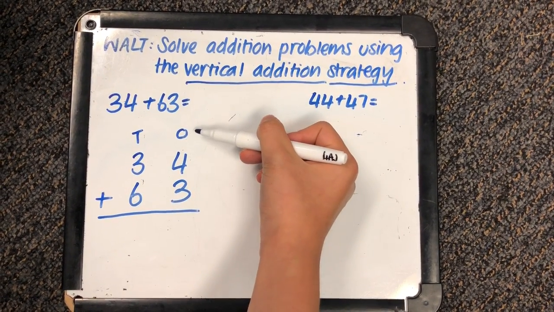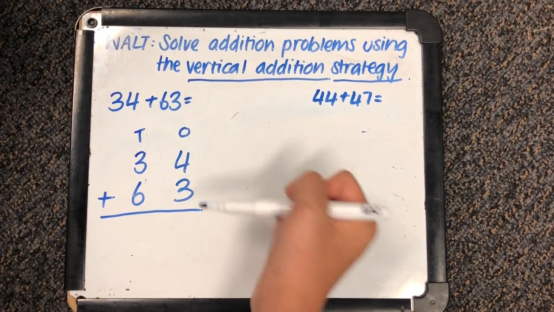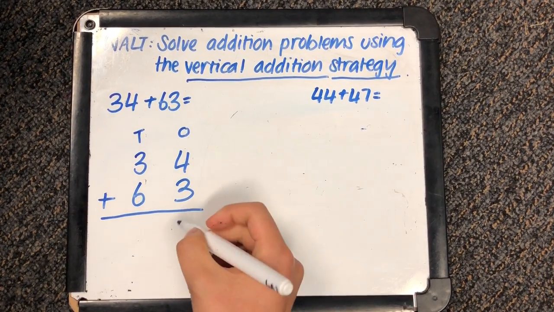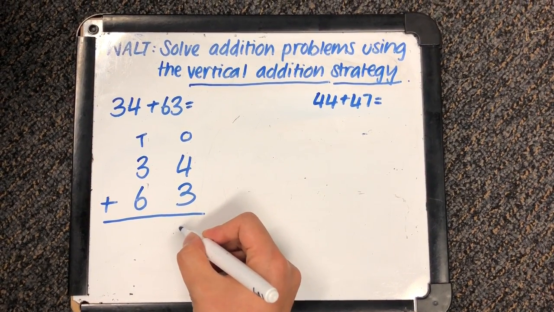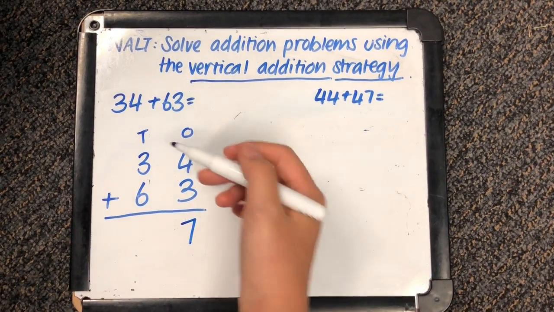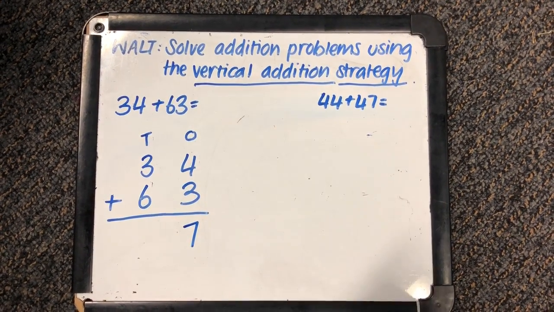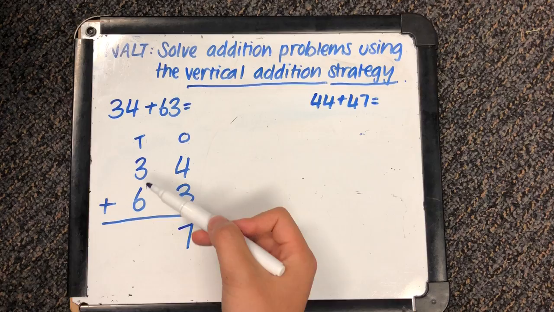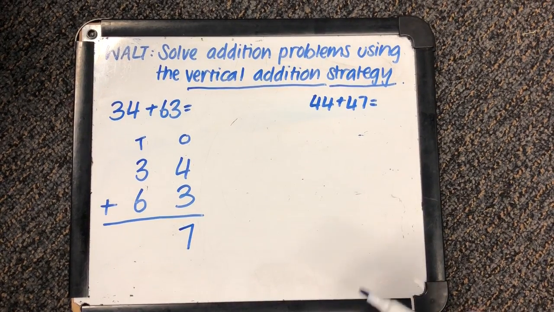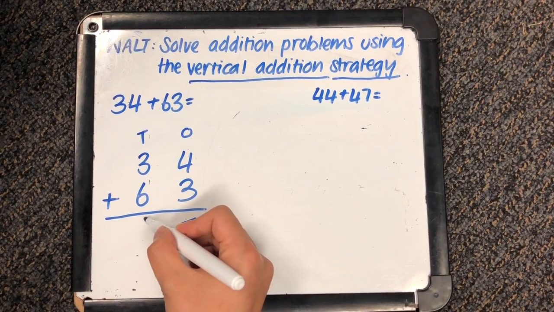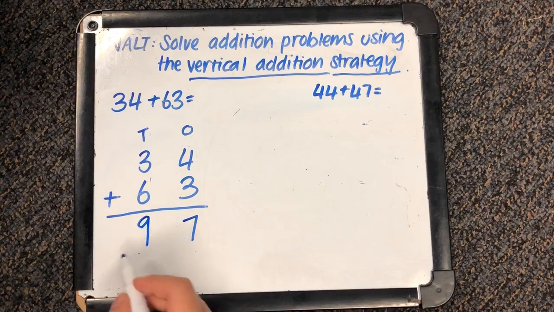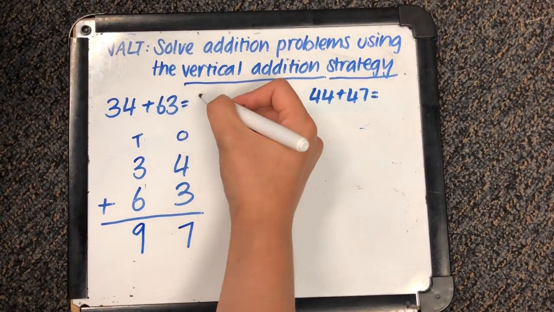All right, I'm going to do the ones column first. We must always start from the ones column. 4 plus 3. What's that? That's 7. And then I'm going to go onto the tens column. And I know that 30 plus 60 is 90. So my answer is 97.